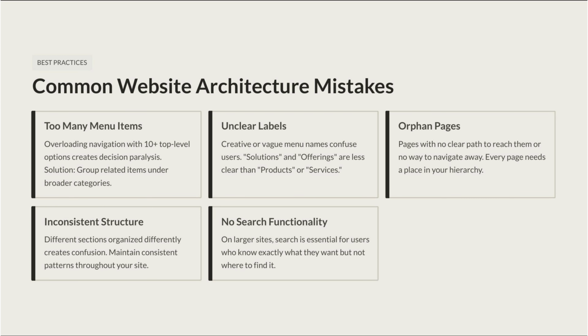Avoid overloading navigation with too many top-level options. Group related items under broader categories. Use clear labels like products instead of vague terms. Ensure every page is accessible within your hierarchy to prevent orphan pages. Maintain consistent structure across sections and include search functionality on larger sites for user convenience.